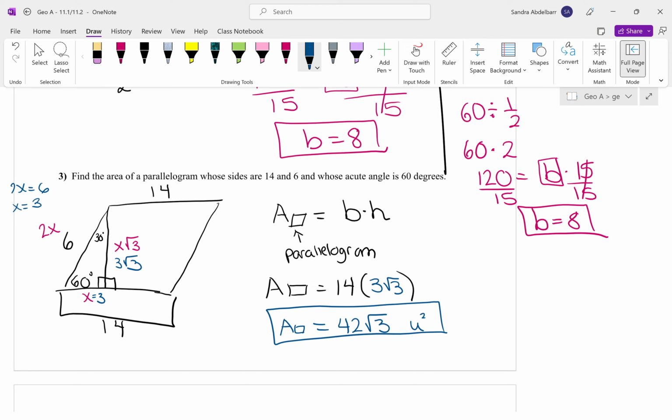It's like nothing ever goes away, right? Like, I thought we were done with those 30, 60, 90s, and 45, 45. Nothing ever goes away. It all just builds.